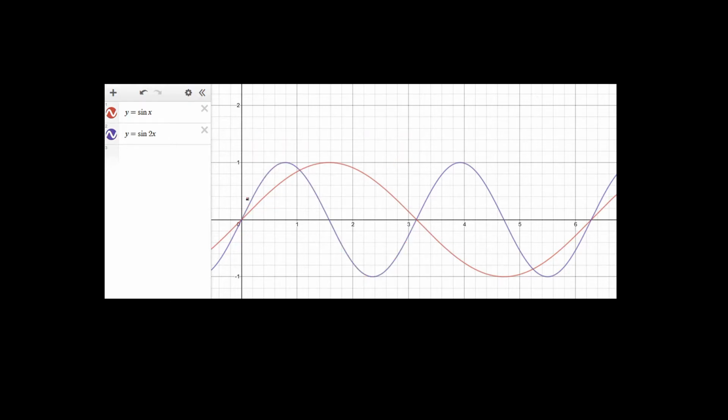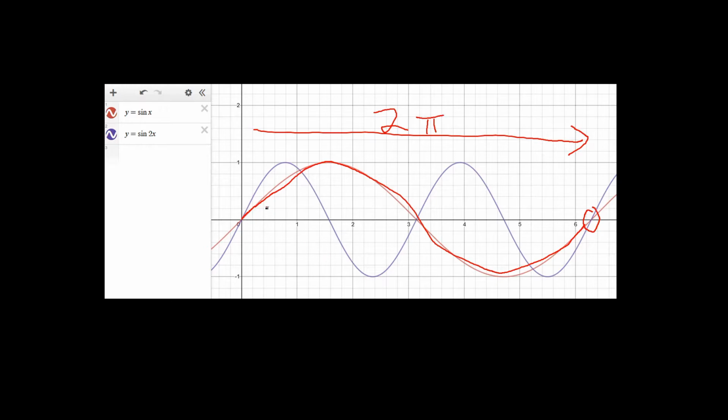While the red line, the original sine function, you can see it goes to its peak, it goes to its valley, and it ends right here. This is the interval of regular old sine. This is the period 2 pi.